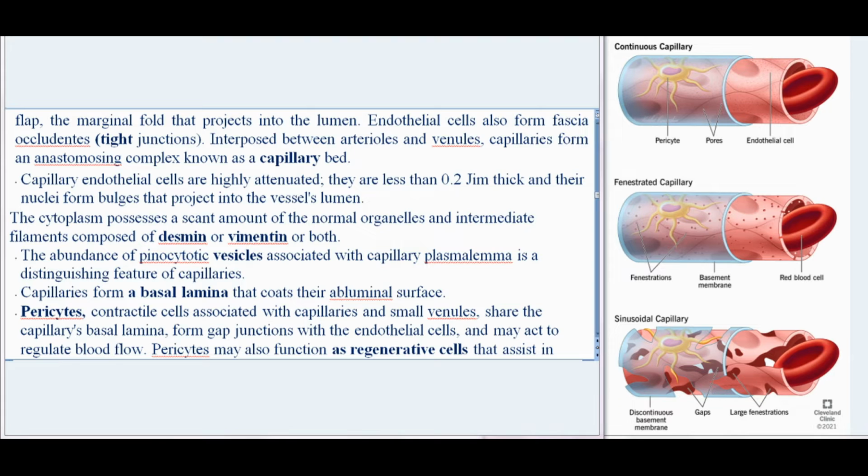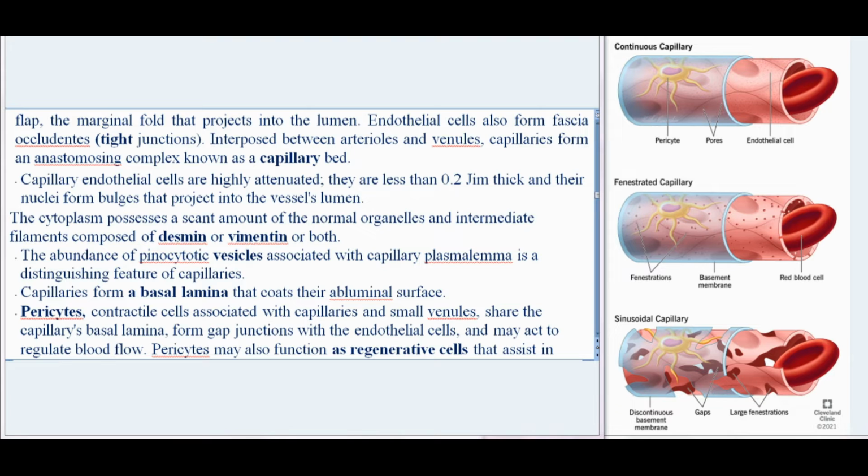Interposed between arterioles and venules, capillaries form an anastomosing complex known as a capillary bed. Capillary endothelial cells are highly attenuated, less than 0.2 µm thick, and their nuclei form bulges that project into the vessel's lumen. The cytoplasm possesses a scant amount of the normal organelles and intermediate filaments composed of desmin or vimentin or both. The abundance of pinocytotic vesicles associated with capillary plasmalemma is a distinguishing feature of capillaries. Capillaries form a basal lamina that coats their abluminal surface.